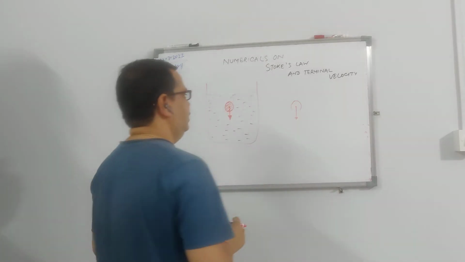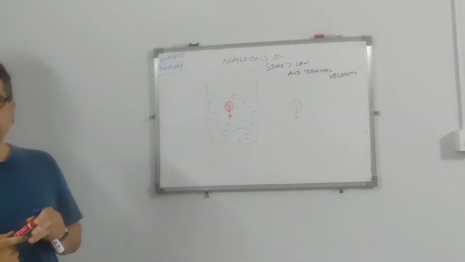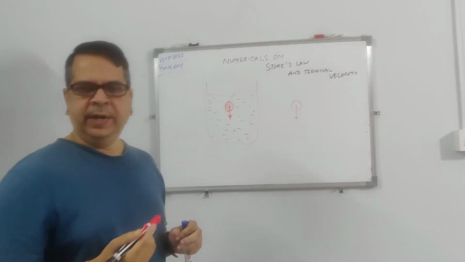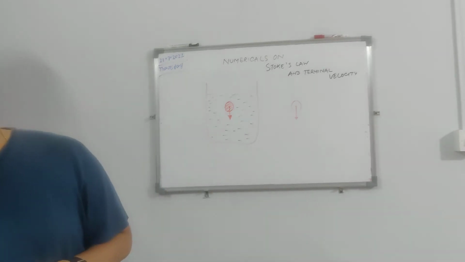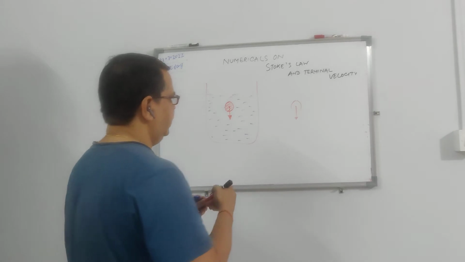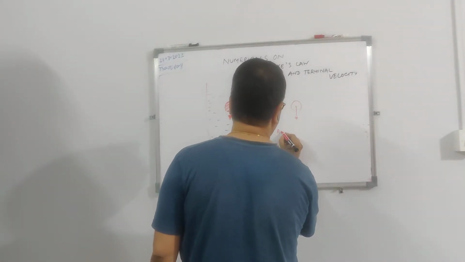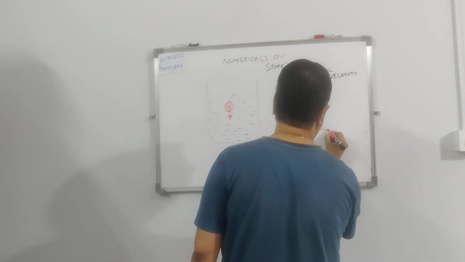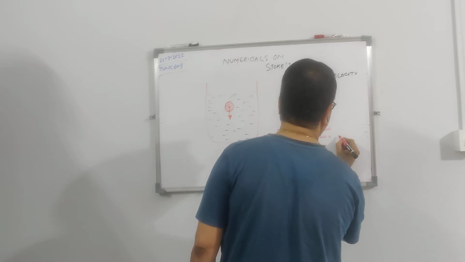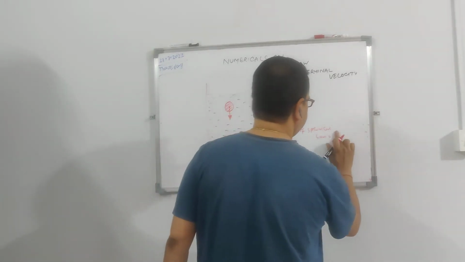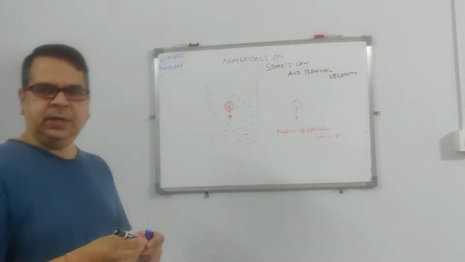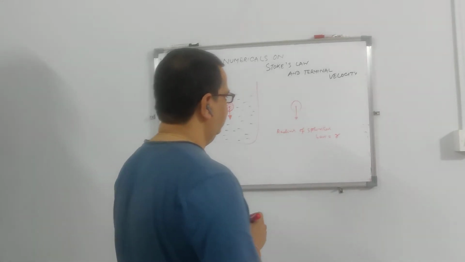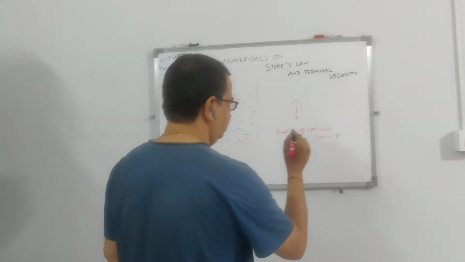what are the different types of forces that are acting on this particular ball? It will have its self weight. Let us say this is a spherical ball, and the radius of the spherical ball is, let us say, R. So what will be the volume of this ball?